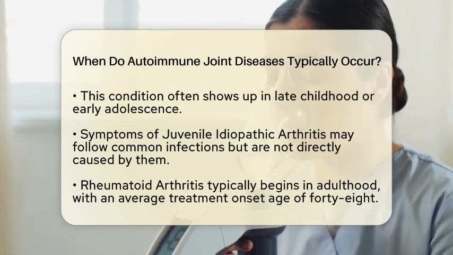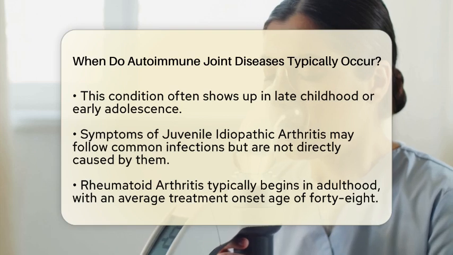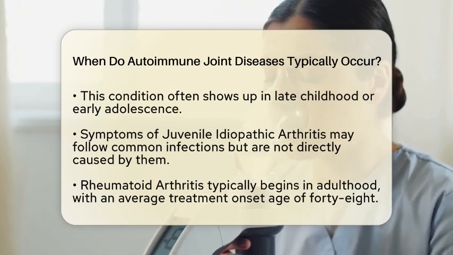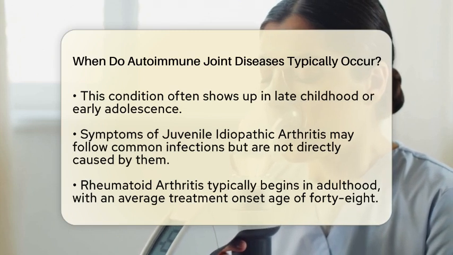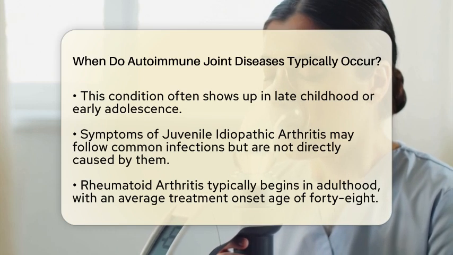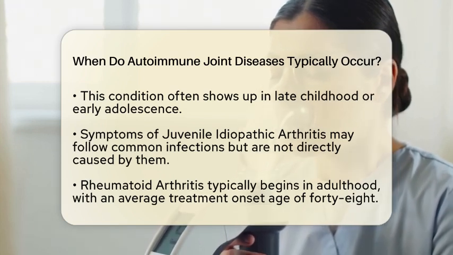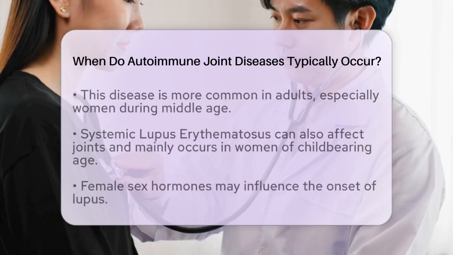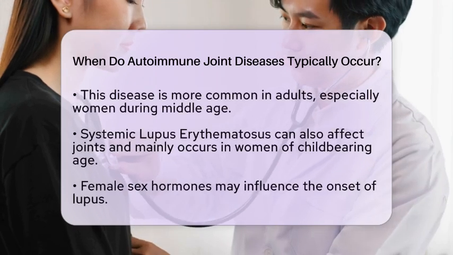On the other hand, rheumatoid arthritis, a common autoimmune joint disease, typically begins in adulthood. Research shows that the average age at which individuals start treatment for rheumatoid arthritis is around 48 years. This condition is more prevalent among adults, particularly affecting women during middle age.